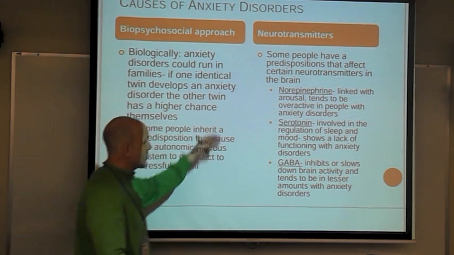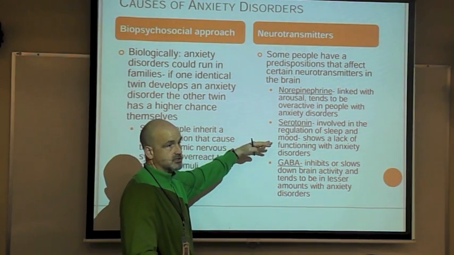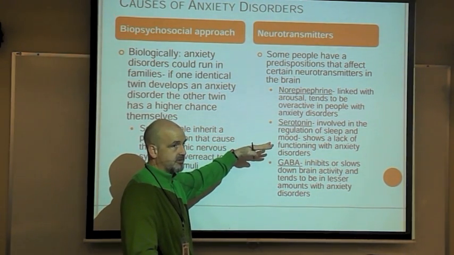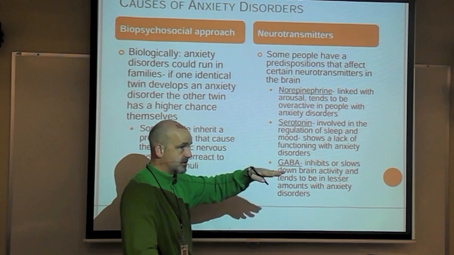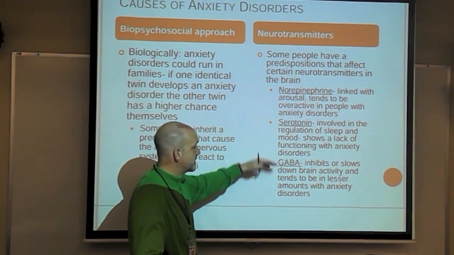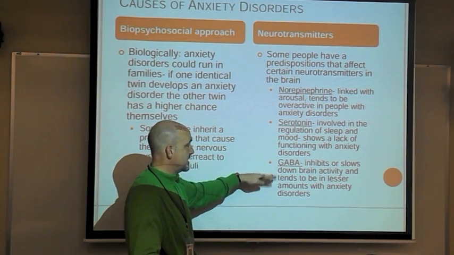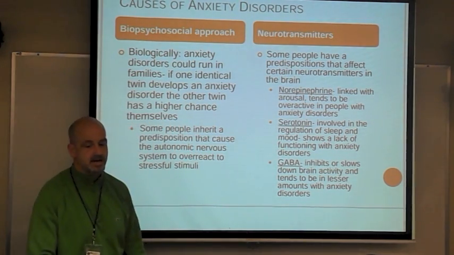So again, norepinephrine, which naturally arouses your body, they have more of. Serotonin, which keeps you simply stable, in other words, at a level in terms of your emotions that is not too high or too low, that seems to be a lack of. And then GABA, which naturally slows your brain activity down, basically they tend to have lesser amounts of that.